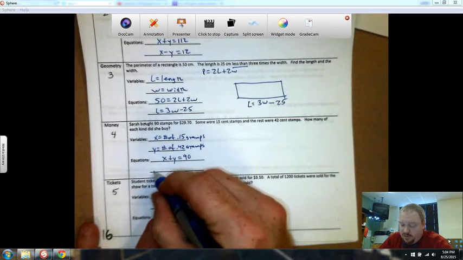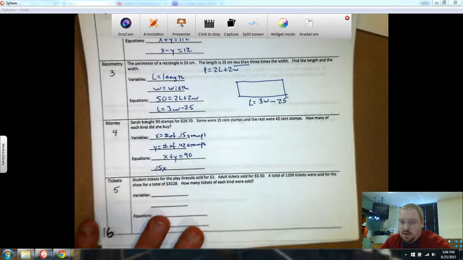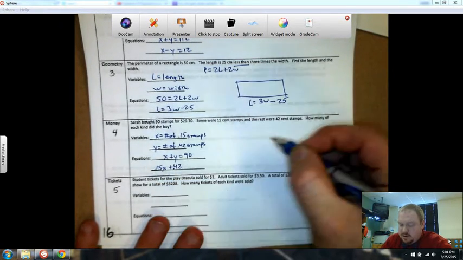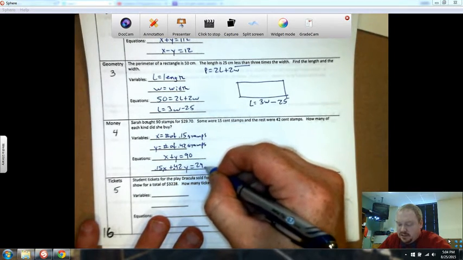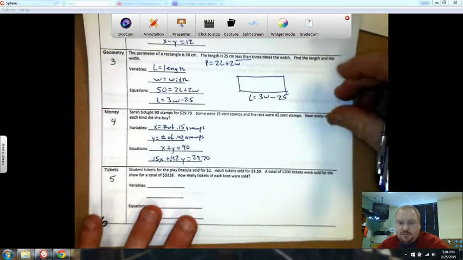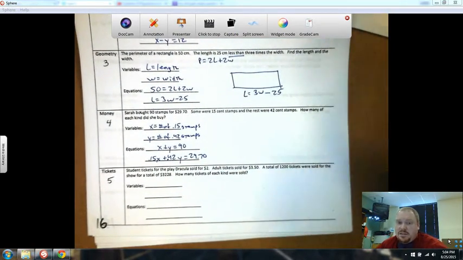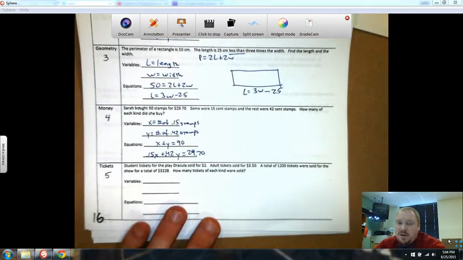So 15 cents X plus 42 cents for the Y's equals $29.70. I really like these equations because they happen very frequently and they're very common. Okay, so I've become quite good at them, and I hope you do too.